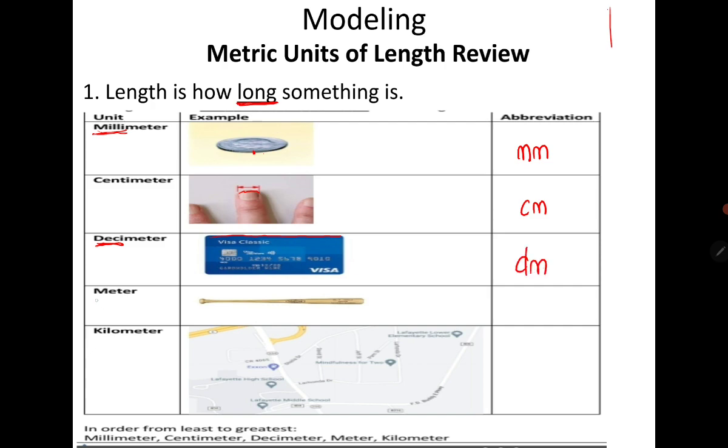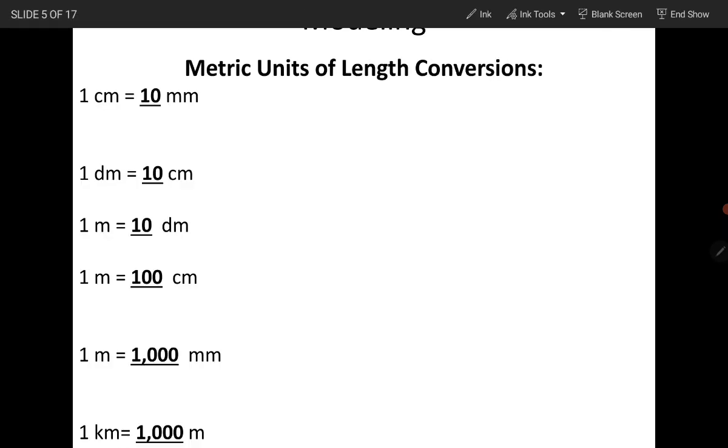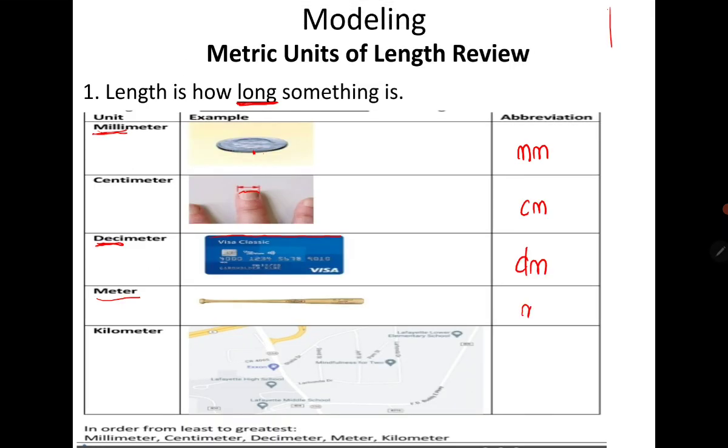The meter is that root word. And so a meter is what the rest of the metric system is based around for length. A meter is kind of similar to a yard. So a meter is about the length of a baseball bat, and its abbreviation is M.